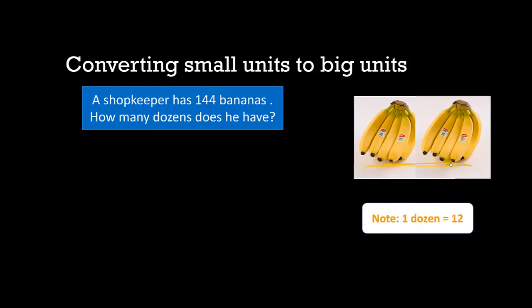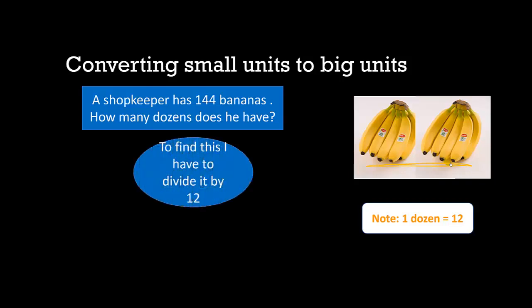So for this, to find how many dozens he has, we're going to have to do another operation. But this time it can't be multiply because we're going to convert a small unit to a big unit. So for that, we're going to have to divide it by 12. So that means our operation is going to be dividing, but why 12? Just as I told you in the previous slide, since our conversion factor is 12, that's why we're going to have to divide it by 12.